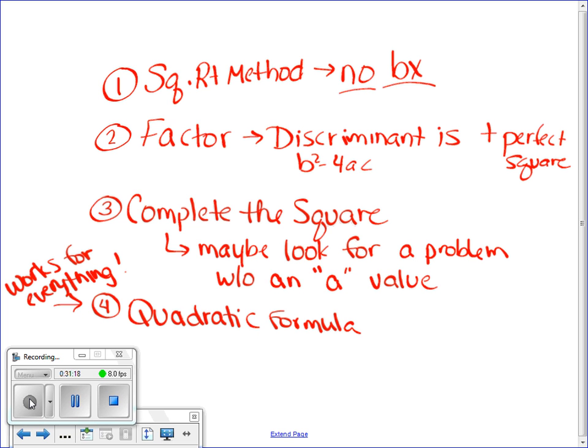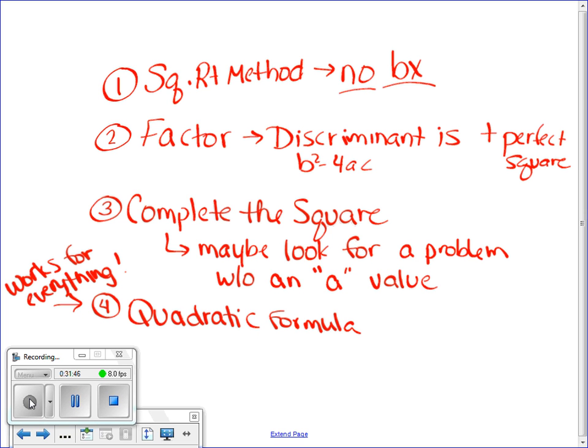So in other words, as I'm looking through all these problems, I know if I look for the ones without a bx, I'll get the square root method done off my plate. Okay, I'm going to look for the discriminant being a positive perfect square. I know I can factor that because not everything factors. Completing the square, as long as it has a b term, it's going to work, but sometimes they get ugly. So maybe look for ones without an a value. Sometimes I don't have to divide by a and get an ugly fraction. And then everything else, I might just do the quadratic formula.